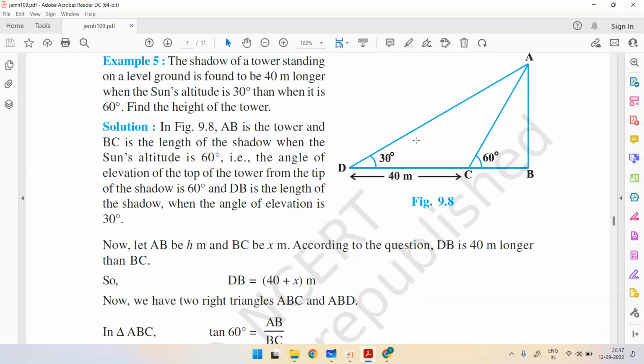Now example 5, the shadow of a tower standing on a level ground is found to be 40 meters longer when the sun is at 30 degrees than when it is 60 degrees. See, the length of the shadow on the level ground is 40 meters longer when the sun's altitude is 30 degrees than when it is 60 degrees.